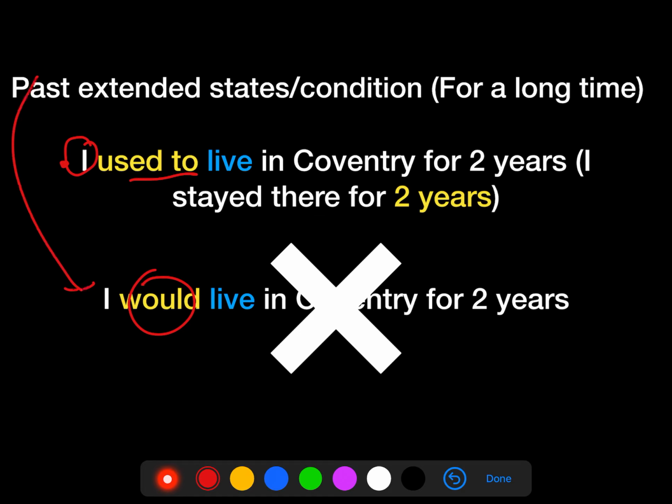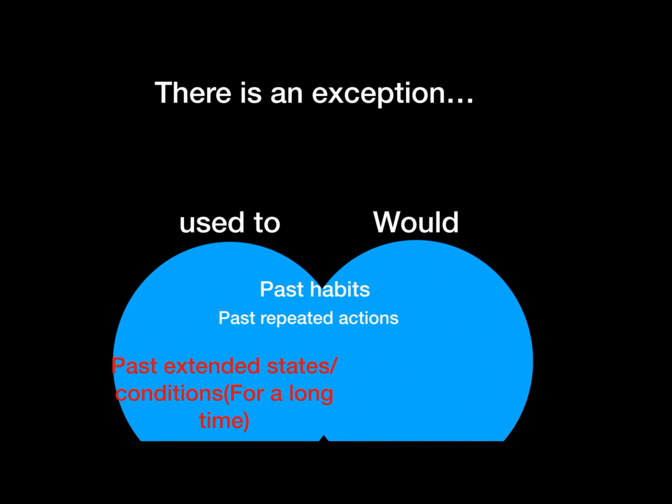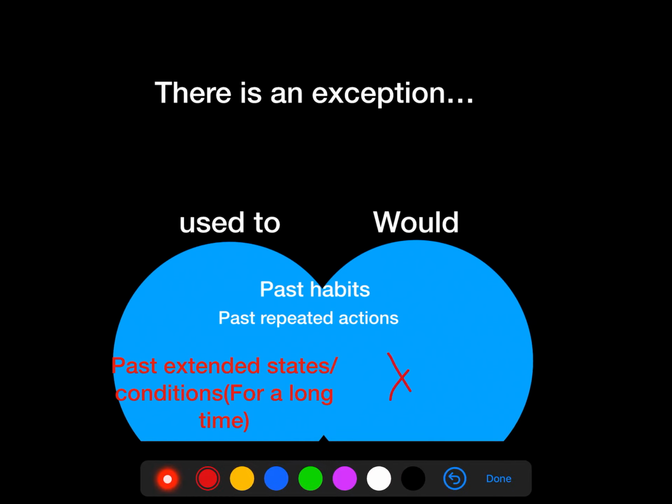Used to and would is pretty much the same when you want to describe past habits, not in the present, when you want to talk about past habits and past repeated action, you can use both. Used to, would, you can use both. However, when you want to describe past extended states or condition, you cannot use would. Okay?